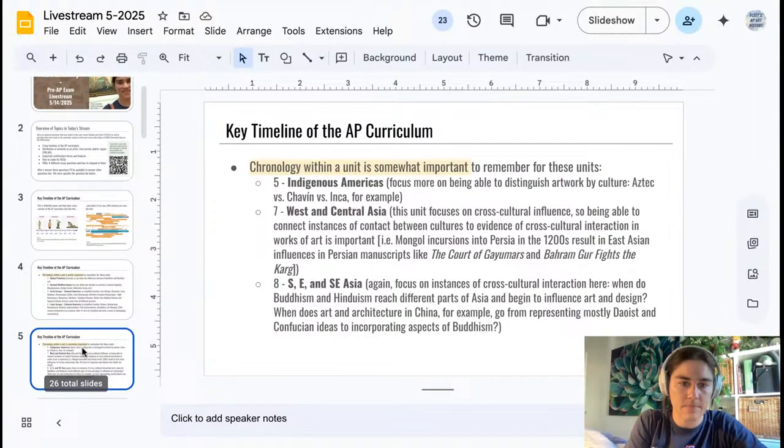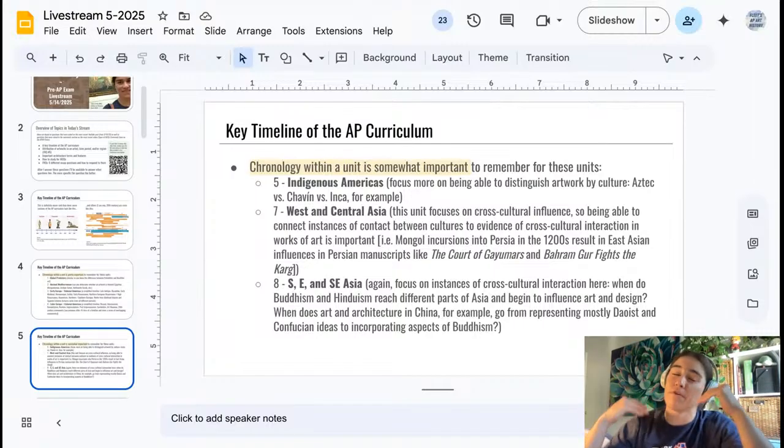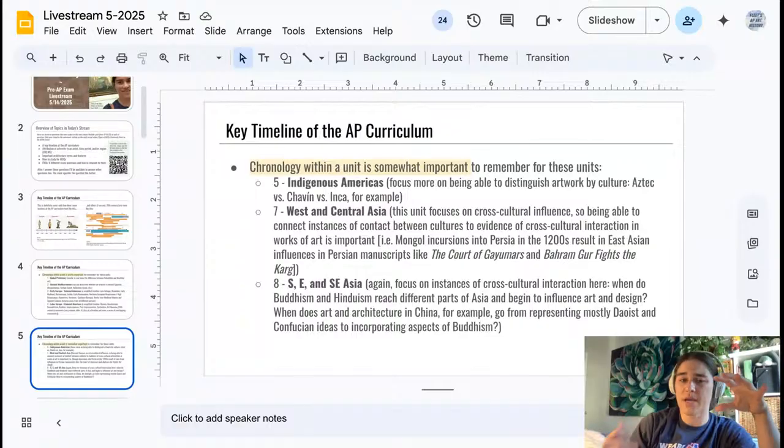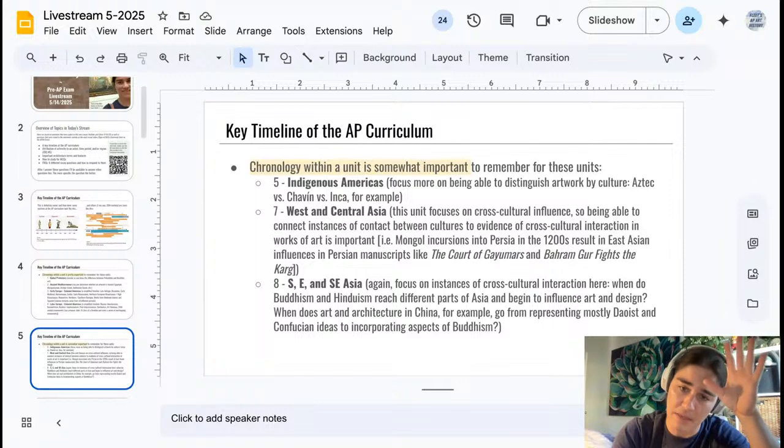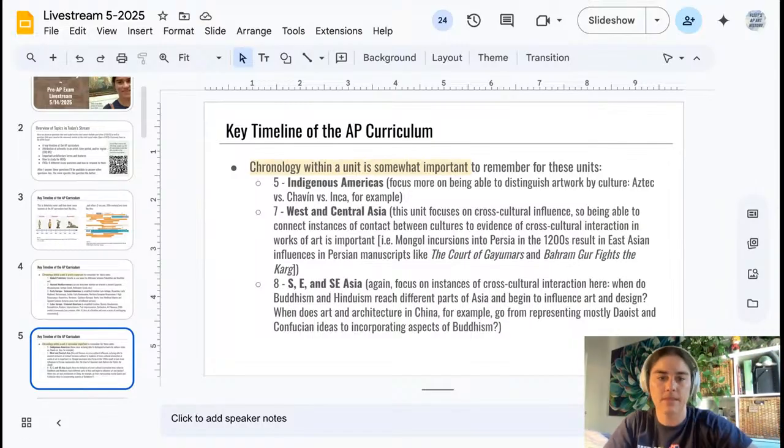Alrighty. So I would say that in terms of mid priority for understanding chronology, units 5, 7, and 8 are in this category. For the Indigenous Americas, I would focus more on being able to distinguish artwork by culture. For example, being able to look at an artwork or a work of architecture and say, yeah, that's Aztec, or yes, that's Chavin, or it's Inca, right?